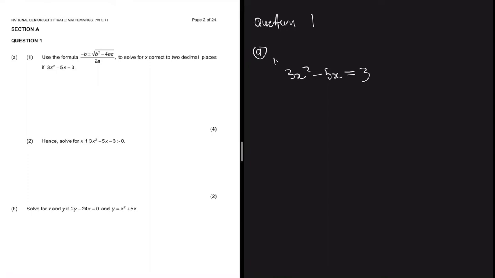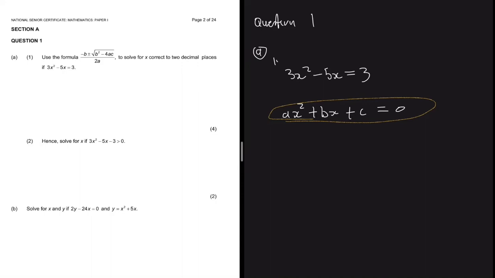As soon as you're given the quadratic formula, or the question states that you shall solve x to two correct decimal places, you should know that there's no way you're going to be able to factorize that question. You have to use the quadratic formula. So for you to use the quadratic formula, you need the equation to be in the standard format, ax squared plus bx plus c equals zero.